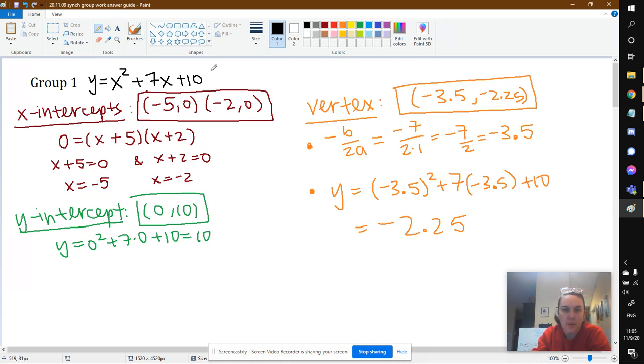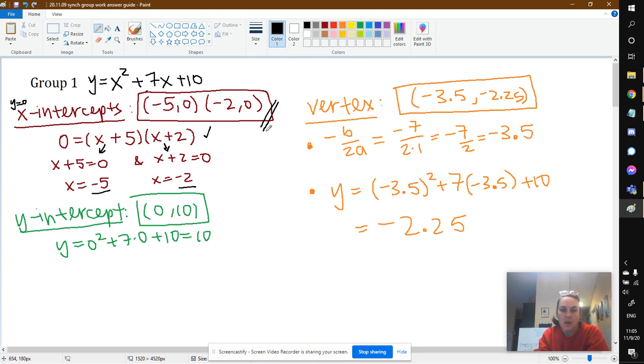So group 1 had this equation, x squared plus 7x plus 10, and I asked you to find the x-intercepts, the y-intercept, and the vertex. For the x-intercepts, the process is we factored to get x plus 5, x plus 2. We set y equal to 0 since we're trying to find the x-intercept. And then we broke these factors into two different equations, set each of them equal to 0, found our solutions.